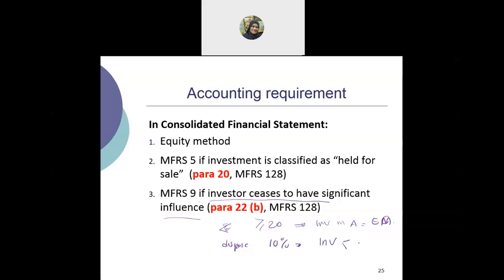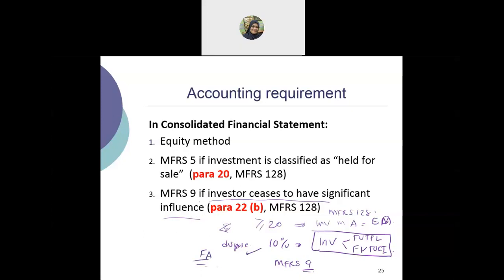The investment is recorded either at fair value through profit or loss or fair value through other comprehensive income. So when your investment is less than 20%, we refer to MFRS 9. But if it is more than 20%, we apply MFRS 128. So this one we account for as a normal investment using MFRS 9, either fair value through profit or loss or fair value through other comprehensive income. You already learned about financial assets two semesters ago, in 4-2.